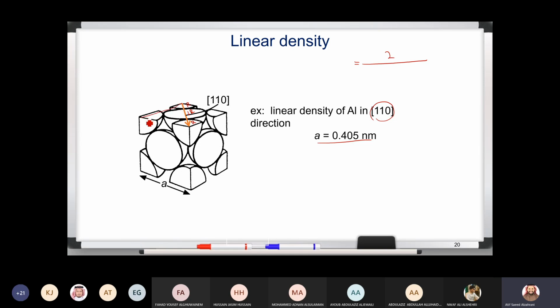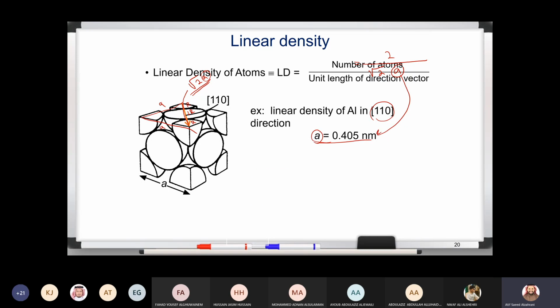And we said that this is A, meaning this one here is square root of 2A. So if he gives us the radius, then we need to convert A to radius. But here it is already giving you the A, so we don't need to do that. So we need the square root of 2A and substitute A to find out the answer. So basically, the number of atoms is 2. The length is square root of 2A, and substituting, we find the number is 3.5 nanometer to the power minus 1. We'll solve another example in a minute, okay?